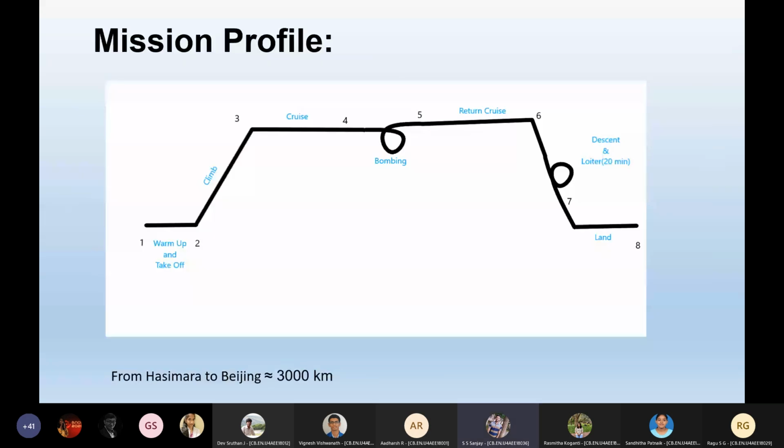Yes. So in this bombing phase, that is 4 to 5, are you bombing at the same cruise altitude, or are you climbing, or are you descending down? Yeah, during the bombing, it's the same altitude. After that, we do a small climb in the cruise. Okay. So, are you subtracting the weight of the bombs, because you are dropping the bombs, right? So, are you accounting for that loss? Yeah, we need to subtract it after bombing. Okay.